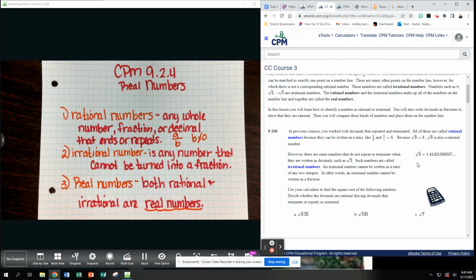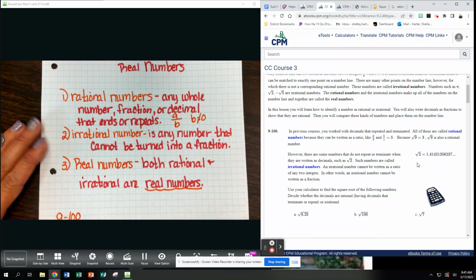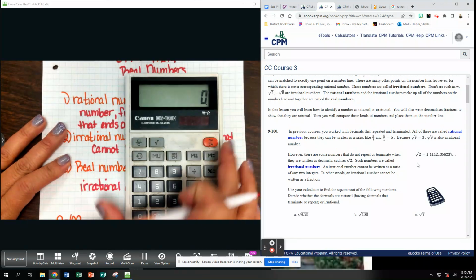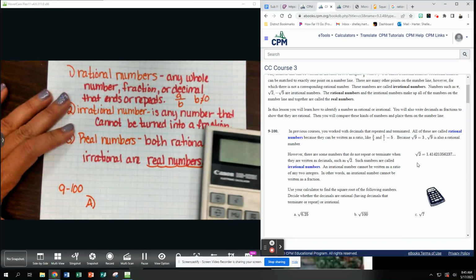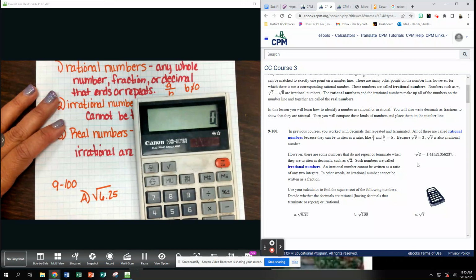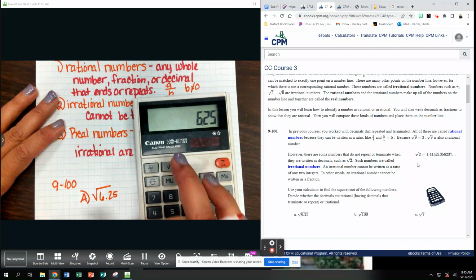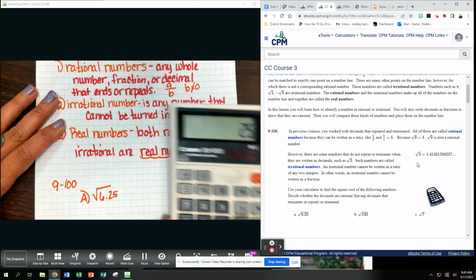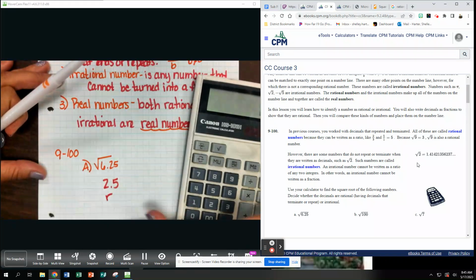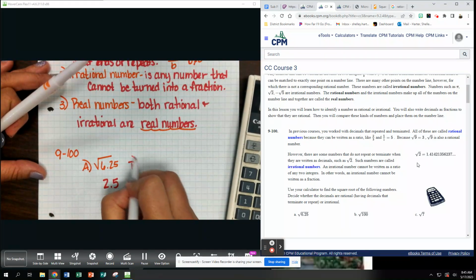So if we look at 9-100, we've got A. Also, have your calculators ready. I've got this old one and I love it. So I've got the radical sign of 6.25. We're going to go 6.25 and hit the radical symbol, and it comes out as 2.5. Our answer is 2.5. This is a rational number. Let's take a look at B.